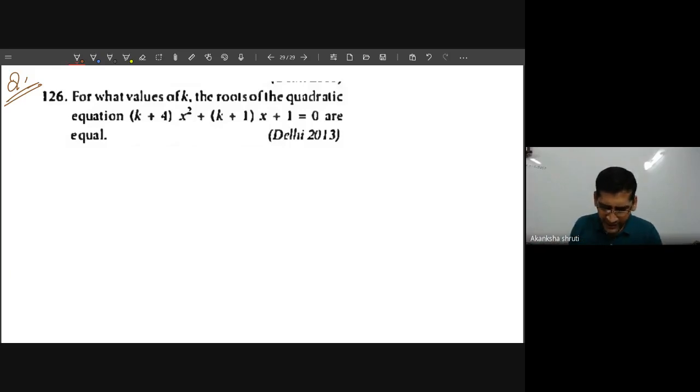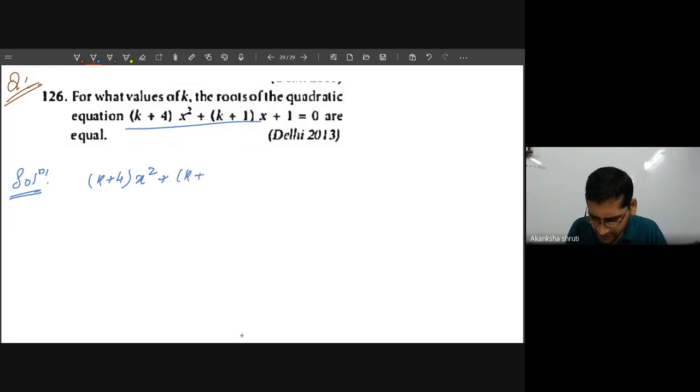Very good, student. The thing is that it is very simple, but you have to take proper care while finding a, b, c. The given equation is (k + 4)x² + (k + 1)x + 1 = 0. It is this one.